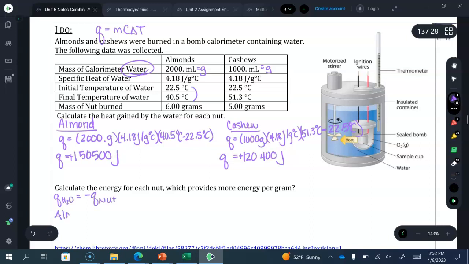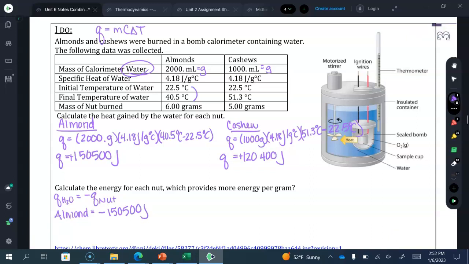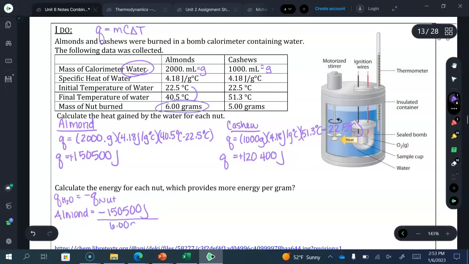So for the almond, that is a negative 150,500 joules. And to figure out how much per gram, we would divide this by the mass of the nut. So for the almond, it is 6 grams, so I'm going to divide by 6 grams. And performing that calculation, you should get negative 25,100 joules per gram.